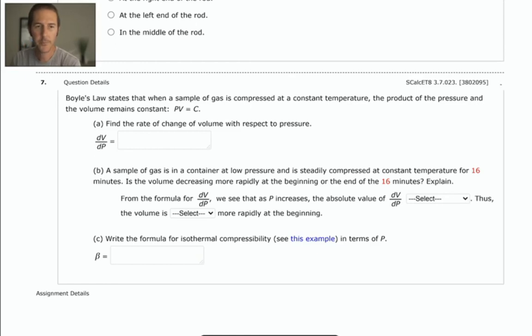Boyle's law is an equation which helps you look at pressure and temperature and volume. So it's an equation PV equals C that relates those three values to each other. In part A, you're being asked to find the rate of change of volume with respect to pressure.